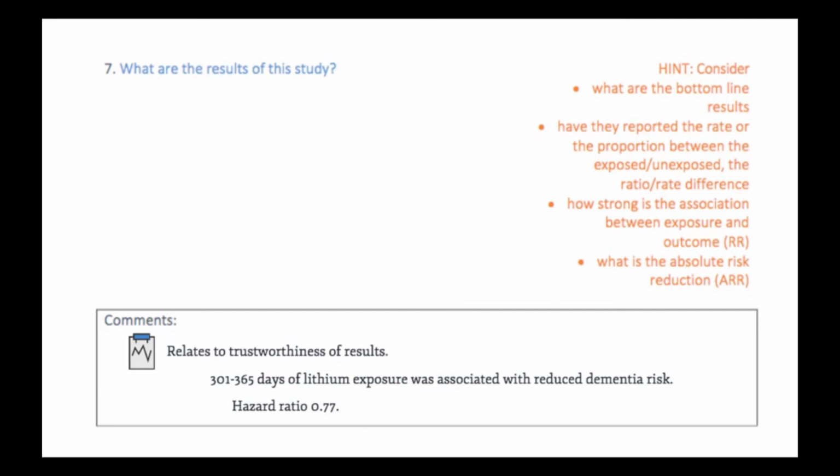The measurement used to express the association between lithium exposure and dementia risk is the hazard ratio, which is similar to the risk ratio we looked at earlier, but the hazard ratio accounts for the rate or time period at which events are happening, instead of just looking at whether or not an event happened. The hazard ratio for 301 to 365 days of lithium exposure was 0.77, meaning that lithium exposure is protective because the hazard ratio is less than 1.